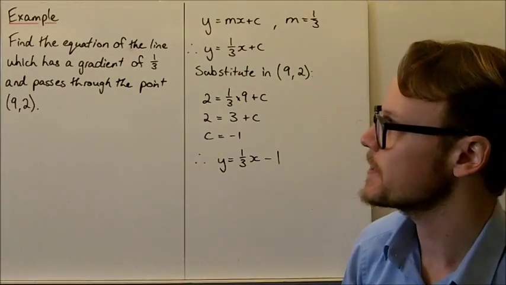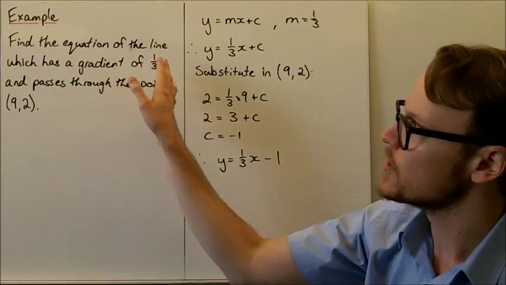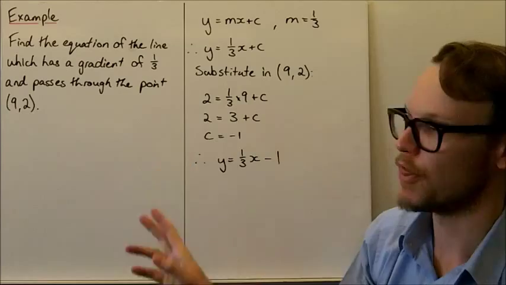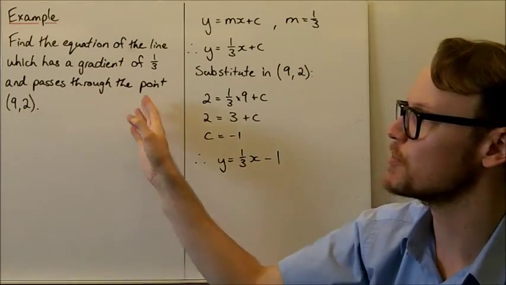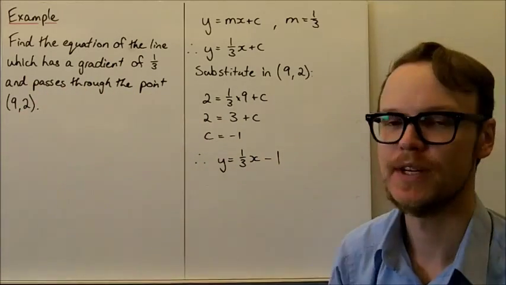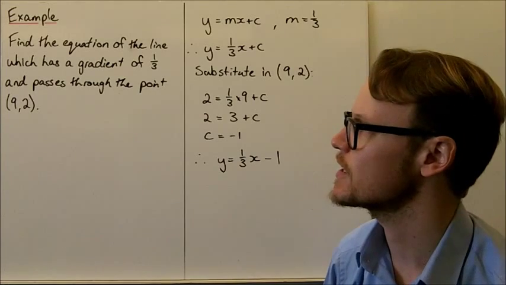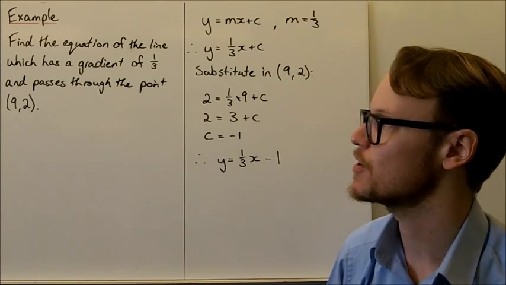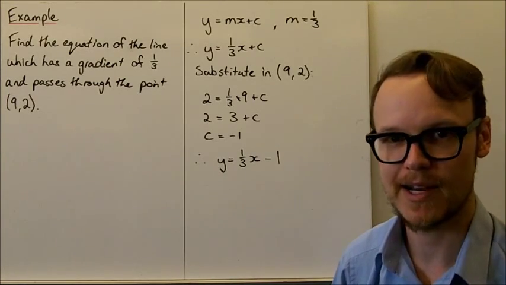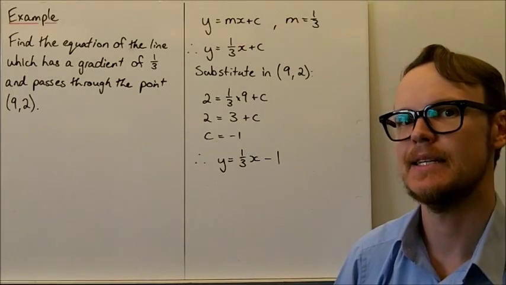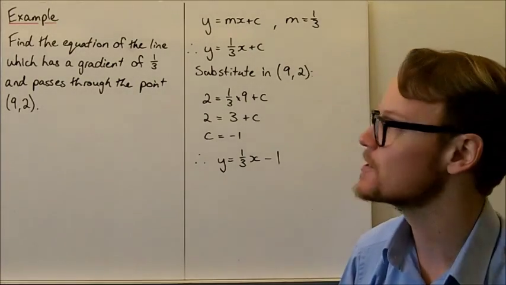Looking at an example here, it says find the equation of the line which has a gradient of 1/3 and passes through the point 9, 2. This is a bit different, so we need to think about how we can solve this problem. We've already been given the gradient, so all we really need is our value for c, the y-intercept.